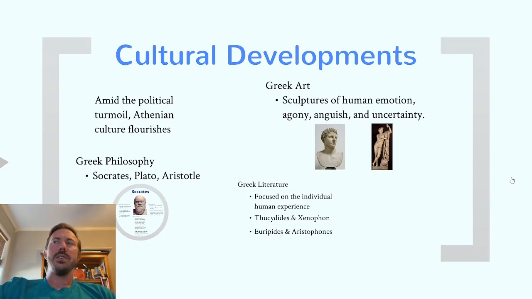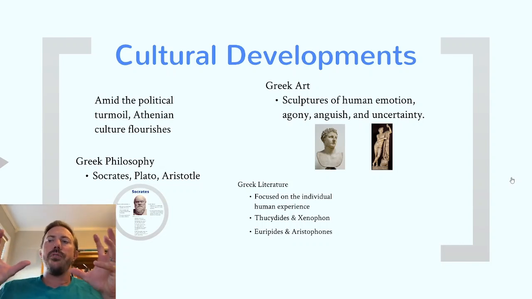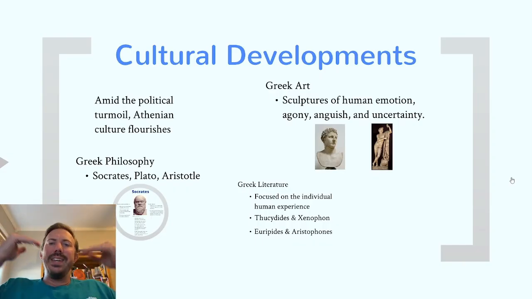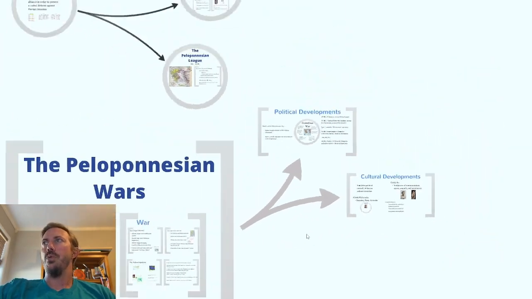Euripides and Aristophanes are poets, and this is basically an illustration to show that the Greeks changed their focus from strength, freedom, calm, stability, to the individual human experience, the individual human emotion. Euripides and Aristophanes wrote plays that really explored these themes. And that is the end of the lecture on the Peloponnesian Wars.